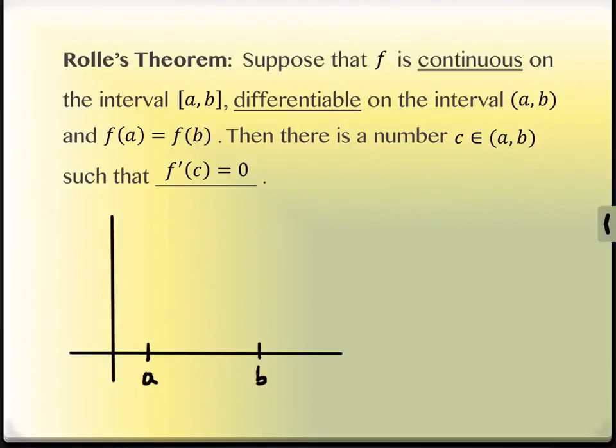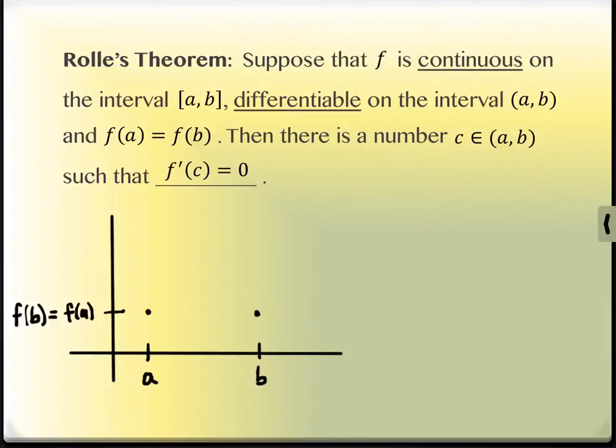And it says the y values should match. So let's just make them match here. So this is the f of A, which is also f of B. So these particular endpoints are at the same level as far as y value. What we know has to happen between them is that it has to be continuous, so you can't draw it without picking up your pencil, and it has to be differentiable.